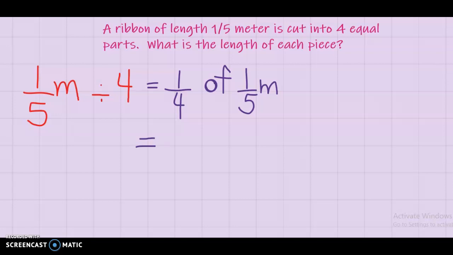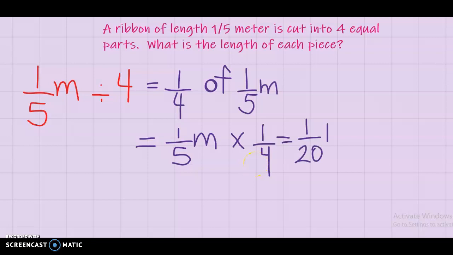We're going to rewrite this as 1/5 meter of 1/4, and remember, of means the same as multiplication. So I changed it to multiplying. So 1/5 meter times 1/4. Multiplying across, 1 times 1 is 1, and 5 times 4 is 20, and this is 1/20th of a meter. Each length is going to be that.